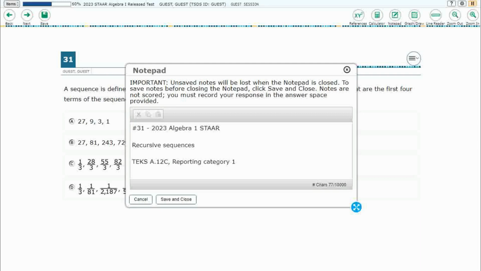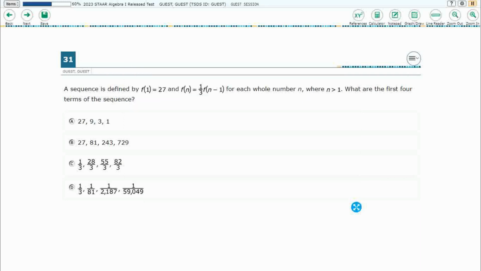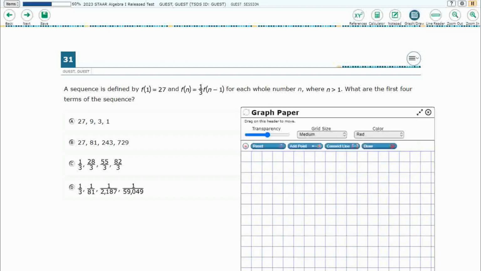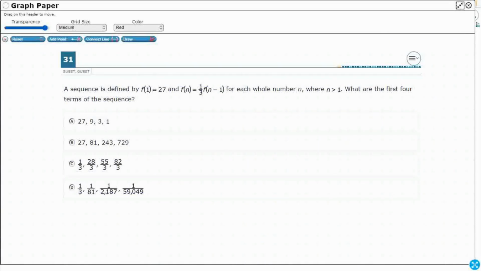This is TEKS A.12c, reporting category 1. So we have a sequence, right? The first number of the sequence is 27, and then the f of n, which the n would be the number in the sequence, is going to be 1/3 of the previous one. So let's see if we can just plug this in here. So we know that the first term here they give to us is 27. And this 1 right here and these n's, these are going to be the number in the sequence.